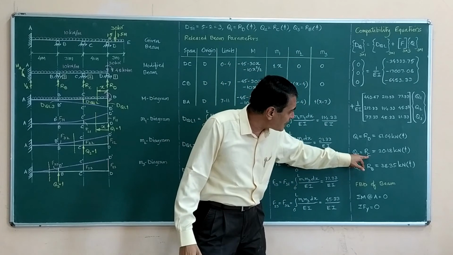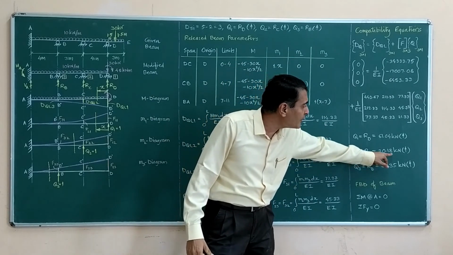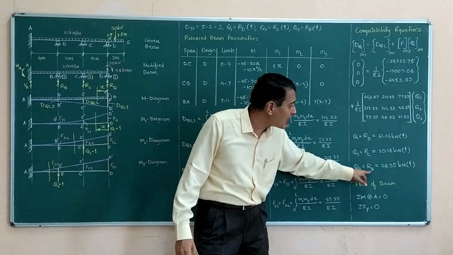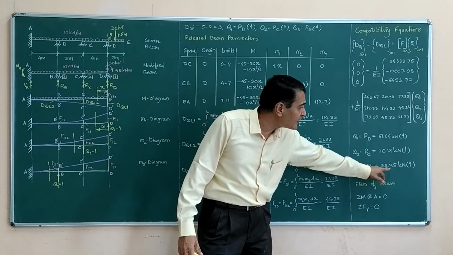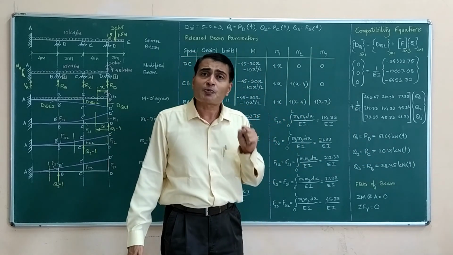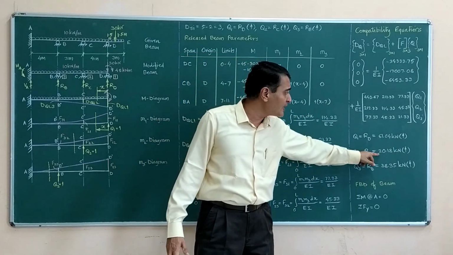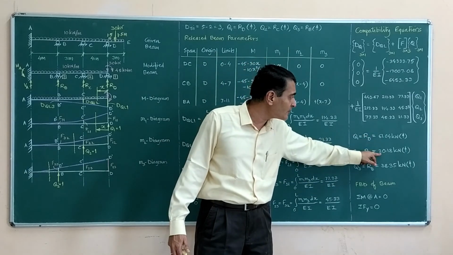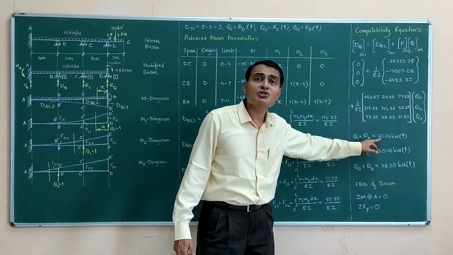Q2 is equal to RC is equal to 20.18 kilonewtons upwards. Q3 is equal to RB is equal to 38.35 kilonewtons upwards. It is possible that you may slightly get surprised by this answer, that how come this value is smaller than this value, why this value is very large.